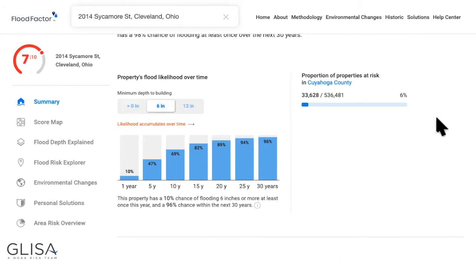The percentage of properties at risk in the county in which the property is located is presented alongside these probabilities. To see more specific information about the county as a whole, click on the name highlighted in blue. We will discuss the information presented for the county later in this overview.